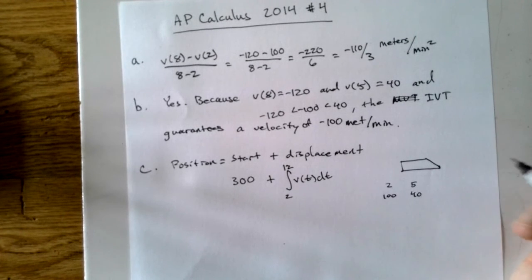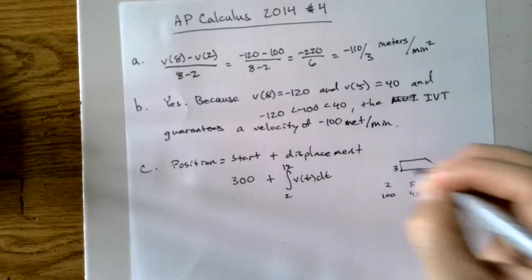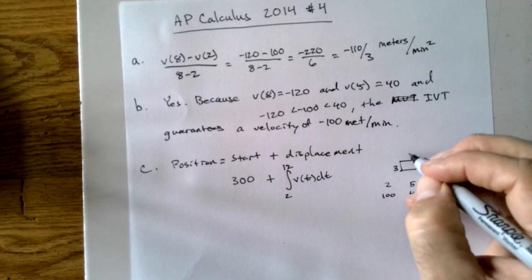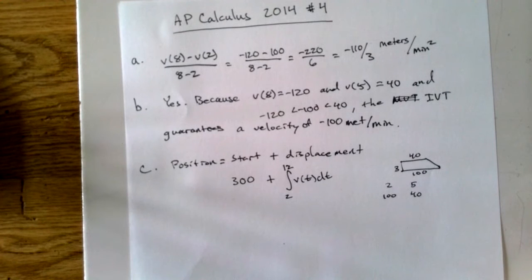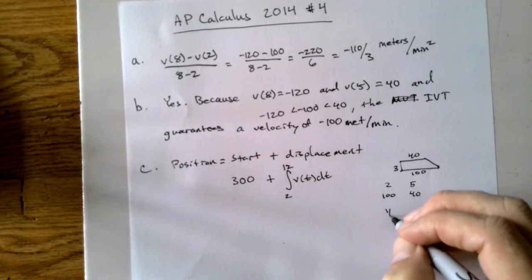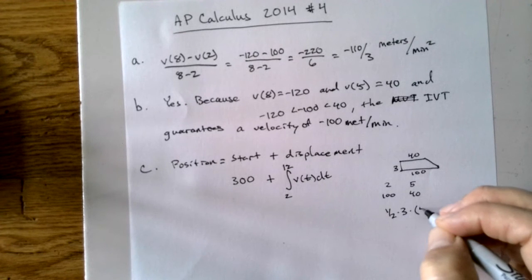So here's how you do it with a trapezoid. 2 to 5, so this has a height of 3. Then one of the bases is 40, and the other one is 100. The way we find the area of that trapezoid is 1/2 times the height times the sum of the bases.